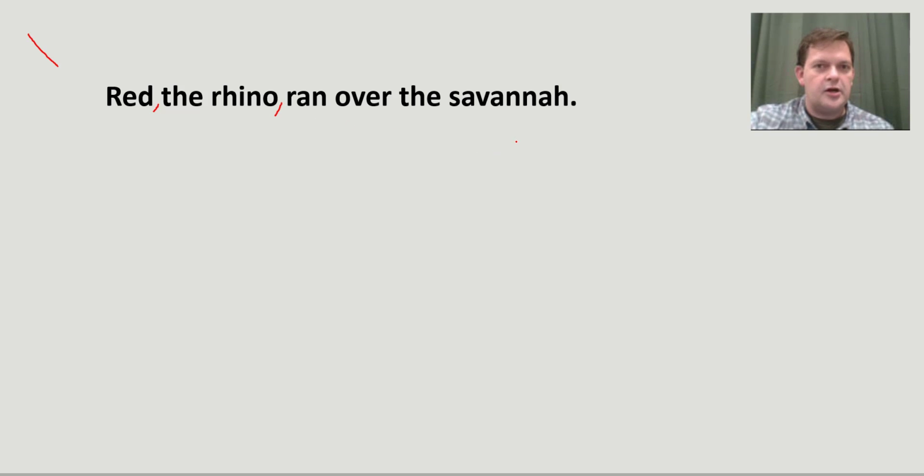And once I put those commas, you should be able to see right away that this is an appositive, where the rhino is renaming red, right? Now, keep in mind that that is not what we should do first. The first thing we should have done is ask, what is the verb? Well, the only verb that I see here really is ran. So ran is your verb, right?